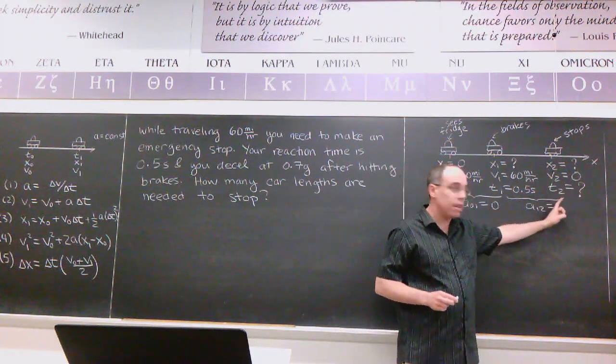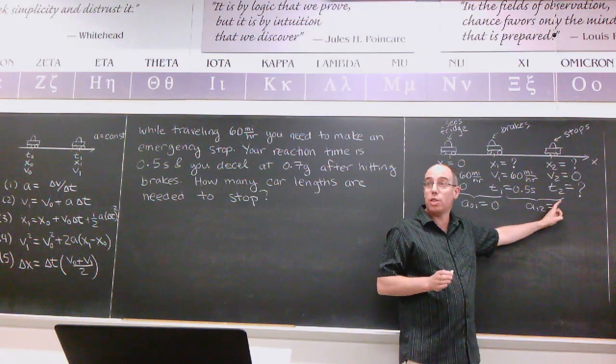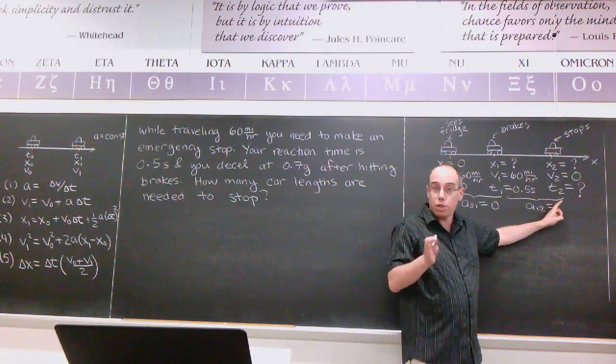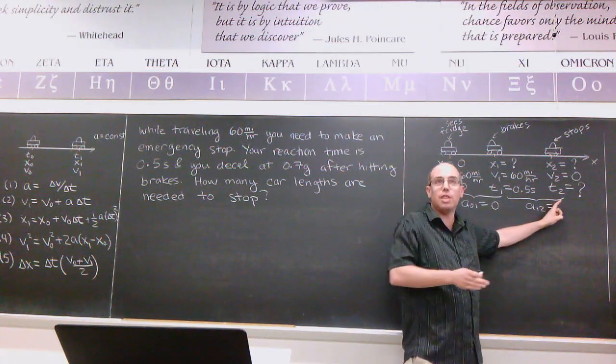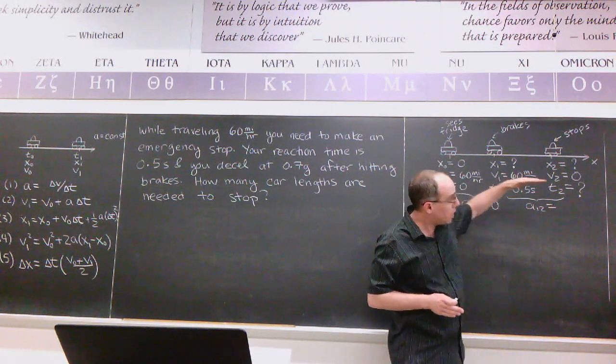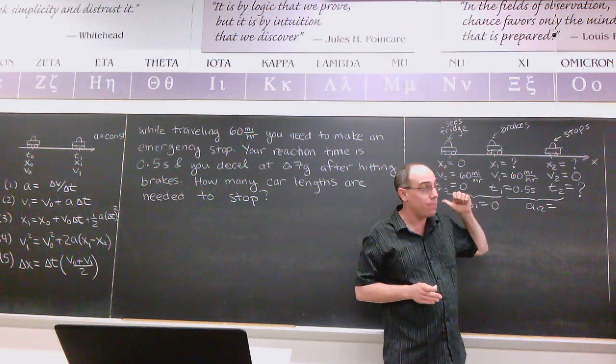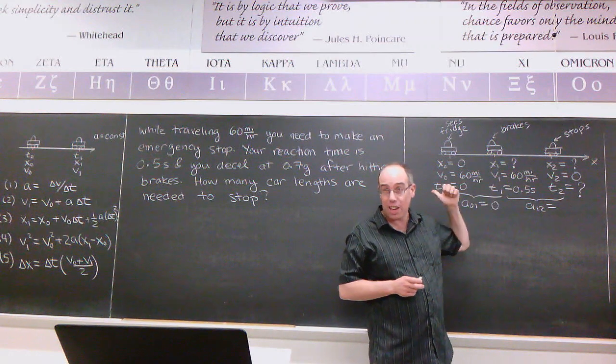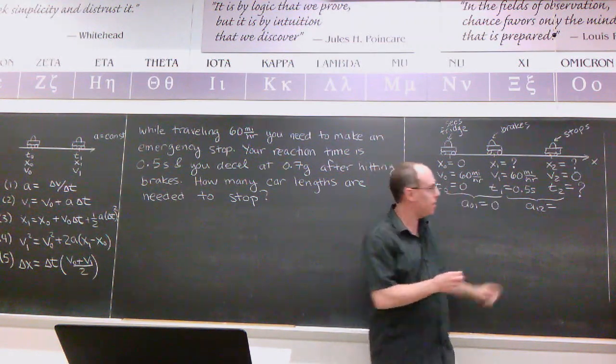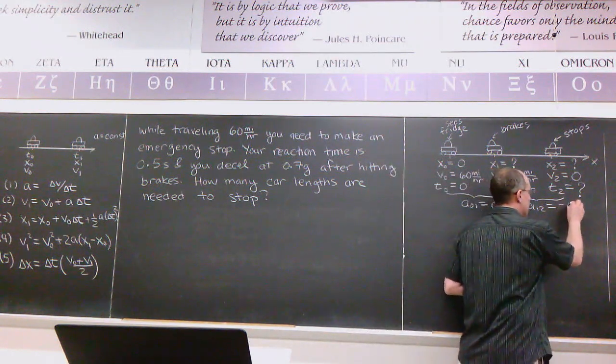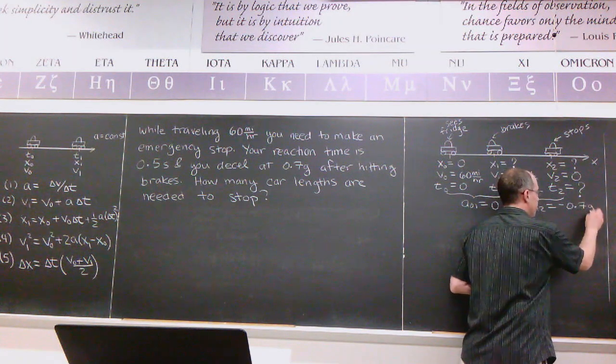As you're slowing, the problem states that you decelerate at 0.7 g, right? So you're moving to the right and getting slower, which means your acceleration is actually to the left, in other words, negative. So we'll say A12 is minus 0.7 g.